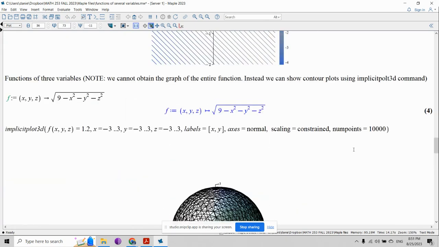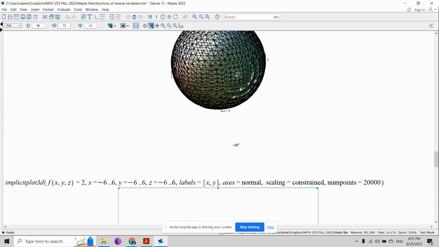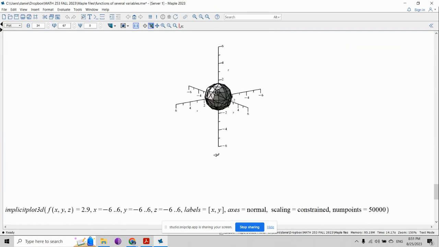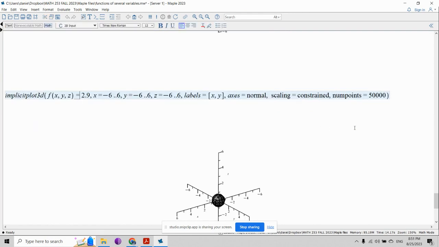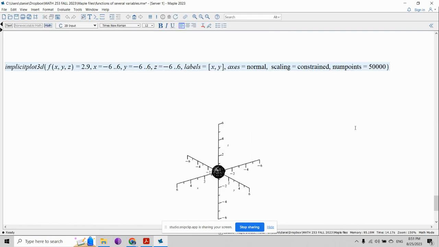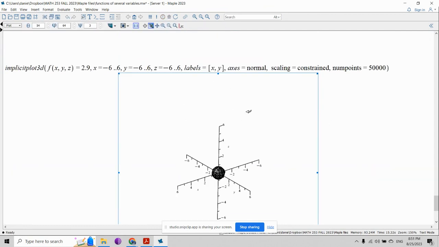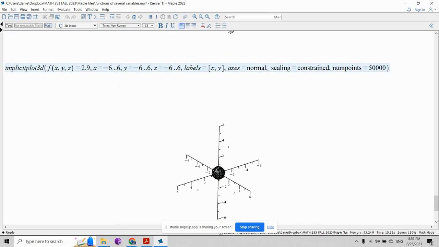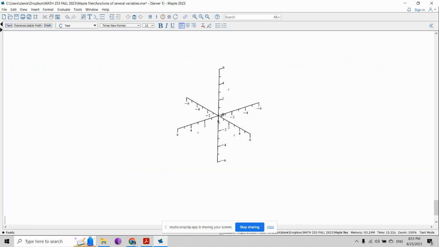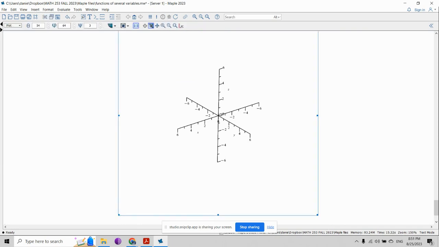The largest possible value of the function will be 3. And that happens just at the point 0, 0, 0. So as you come close to 3, let's say if I want to look at the level surface for which the value is 2.9, that's going to be, as you see here, a very tiny sphere. And if it's exactly 3, the level surface reduces to a point. That happens only at the origin, 0, 0, 0.